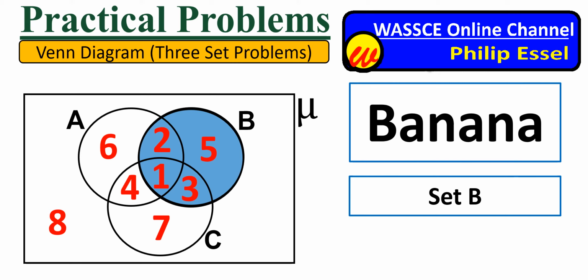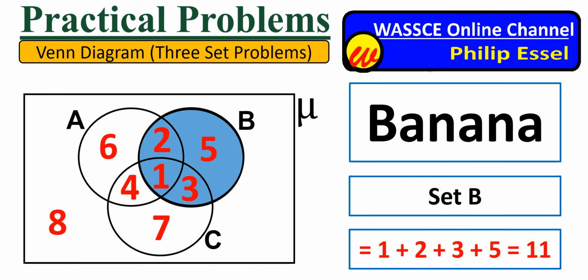So if we want to find the number of students in the class that eat banana, you would have to add the various regions within that circle B together. So that will be 1 plus 2 plus 3 plus 5. We would have to add all of them together to find out the number of students in the class that eat banana. So let's quickly do that. So we have 1 plus 2 plus 3 plus 5. That will give us 11. This means that 11 students from this particular class eat banana.